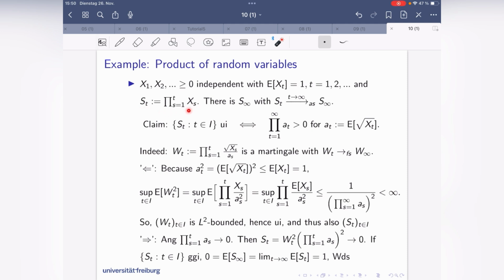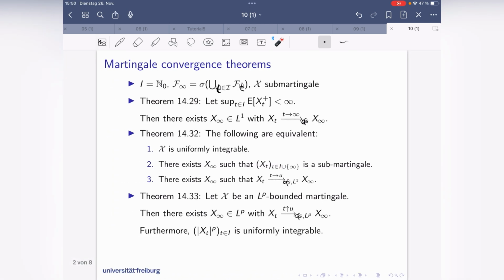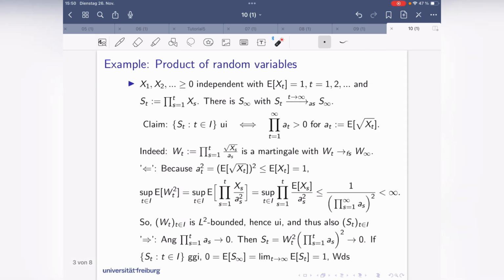So S_t is a product here, and all X's here are non-negative. Then already we know that S_t converges almost surely to S infinity. And as we learned, it's important to see when the martingale here is uniformly integrable. And it's uniformly integrable if and only if this thing here is positive. And a_t is the expectation of the square root of X_t, which is a bit a funny thing to look at.